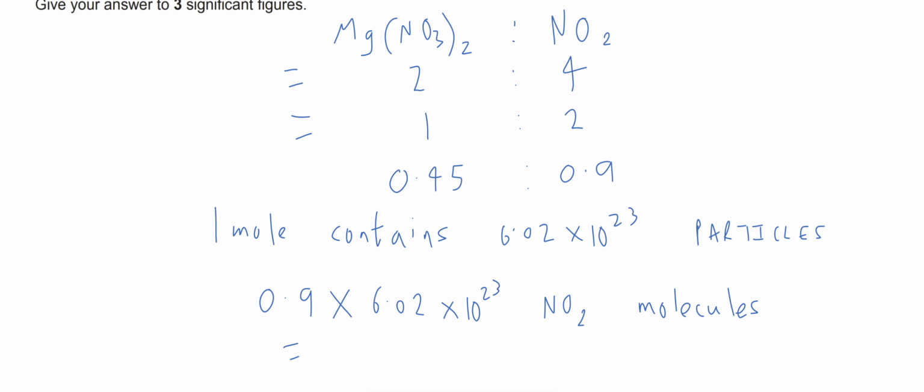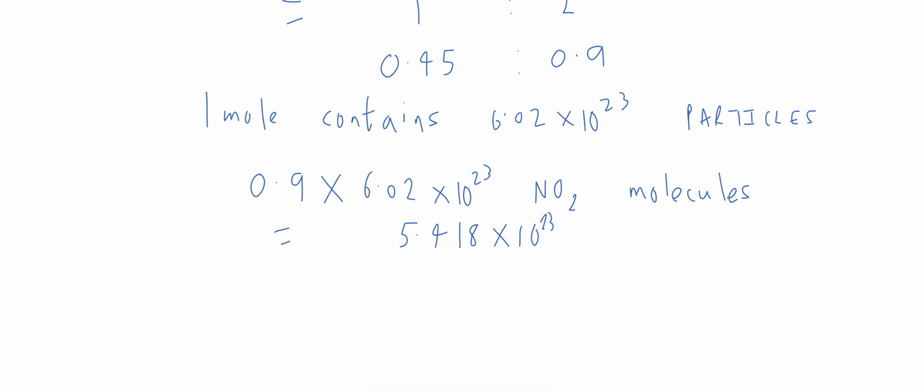And then putting that in the calculator, 0.9 times 6.02 times 10 to the power 23 equals 5.418 times 10 to the 23, which to three significant figures, as they asked in the question, is 5.42 times 10 to the 23 nitrogen dioxide molecules.